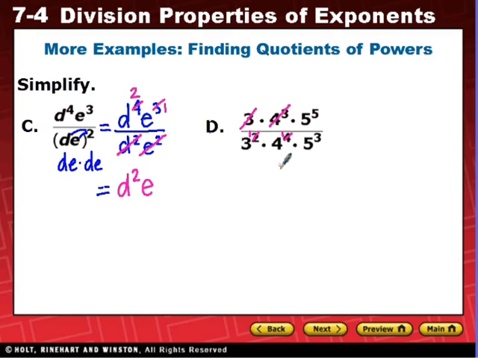And 5 to the 5th divided by 5 to the 3rd. I'm going to get rid of all 3 from the bottom, and this becomes a 2 because I have 2 left over. So what I'm left with is 5 squared over 3 times 4. You do have to write really neatly so that you can see what you have. It gets a little confusing. So I end up with 25 over 12, and that would be the simplified answer.